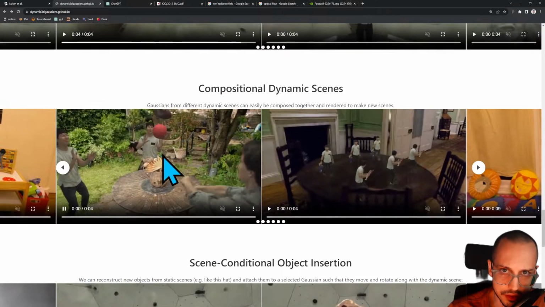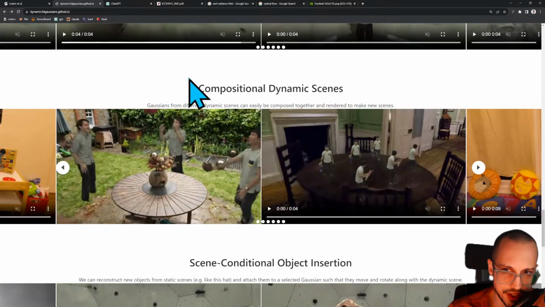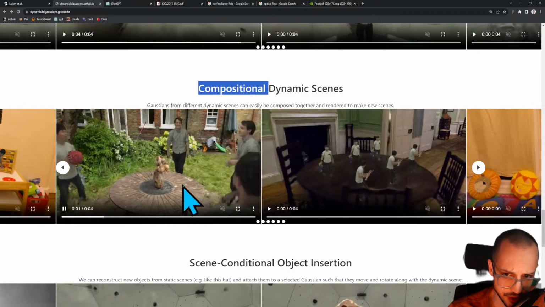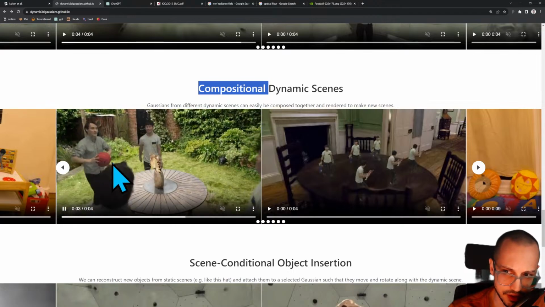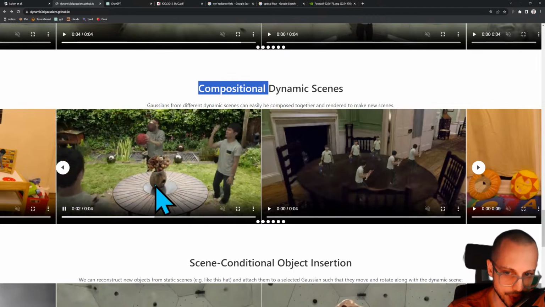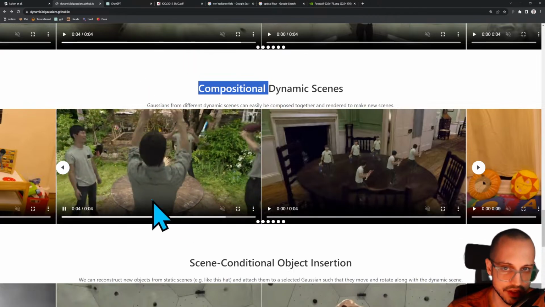You can do compositional dynamic scenes. So compositional here refers to you're composing multiple elements together. So here they're just adding 3D Gaussians that are related to them throwing a ball around, and they're putting it onto this unrelated 3D scene.